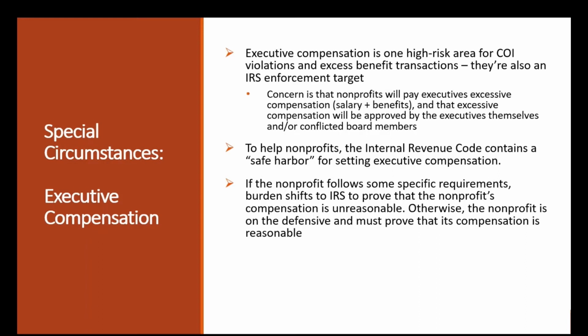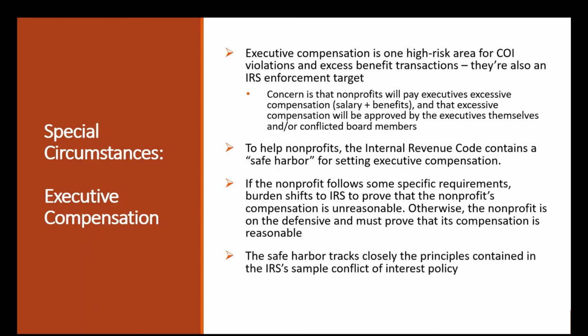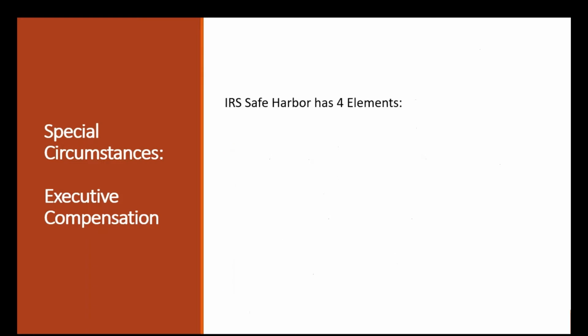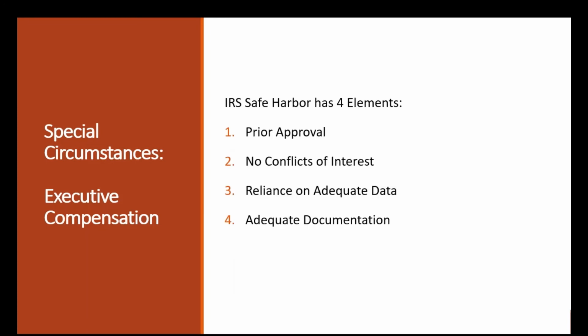The safe harbor tracks closely with principles contained in the sample conflict of interest policy, so they're related concepts. And as I mentioned, this is something that the Form 990 asks about. It asks specifically whether you follow the safe harbor when setting the CEO's compensation and to describe your process. So let me quickly outline what that process looks like. The compensation safe harbor has 4 elements. You need prior approval, you have to have no conflicts of interest, you have to rely on adequate data, and you have to have adequate documentation. So let's go over those elements.